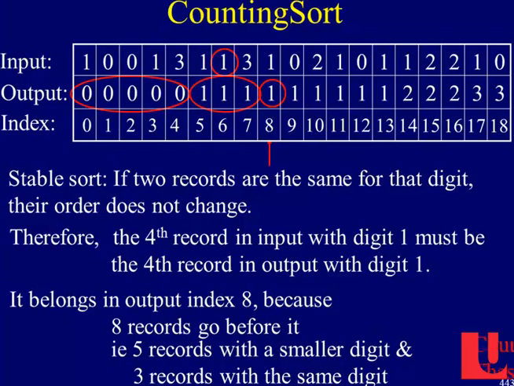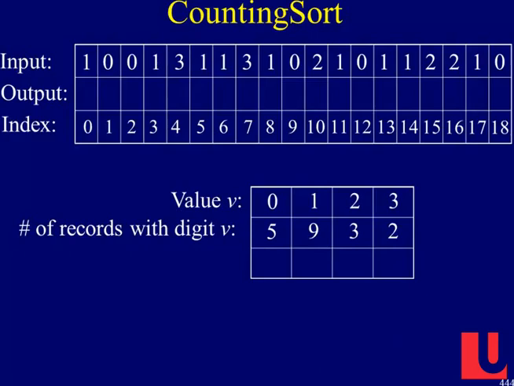We're counting. All right. So we start off, here are our various values, and what we want to count is how many zeros are there? 1, 2, 3, 4, 5. There are 5 zeros, and there are 9 ones, and there are 3 twos. We want to count them.